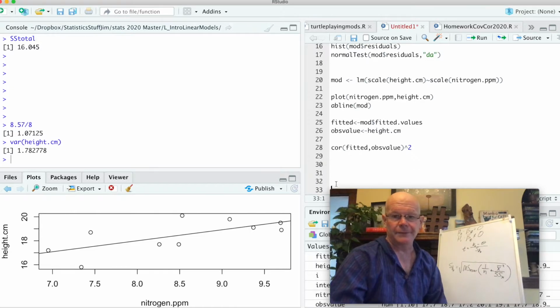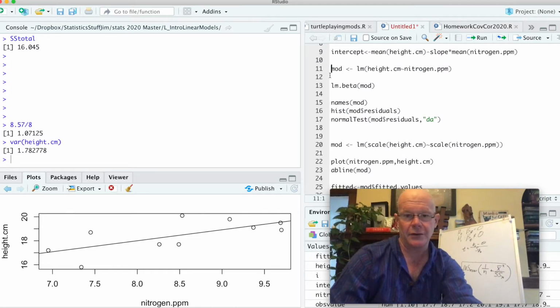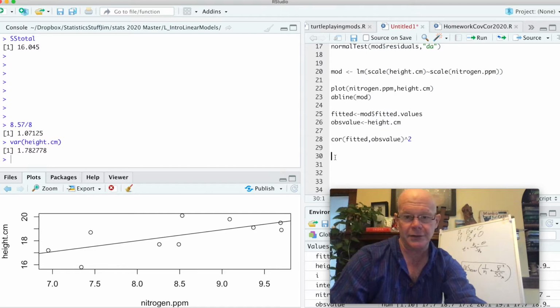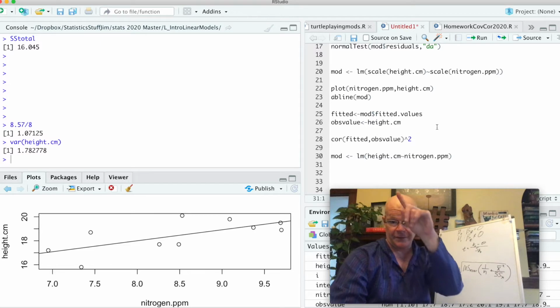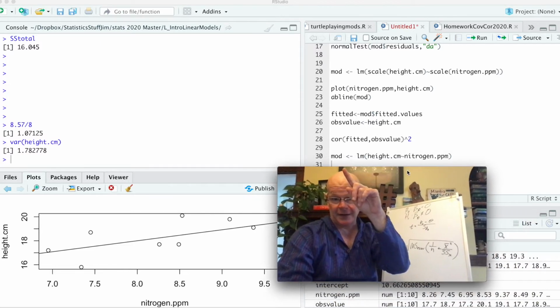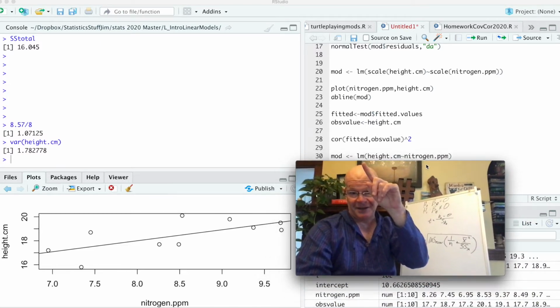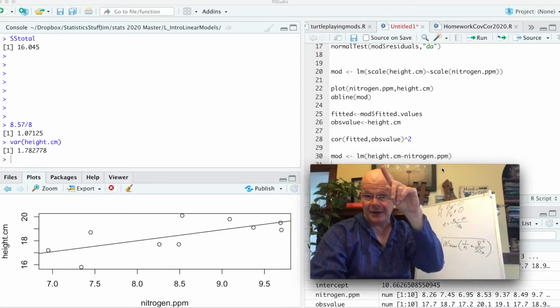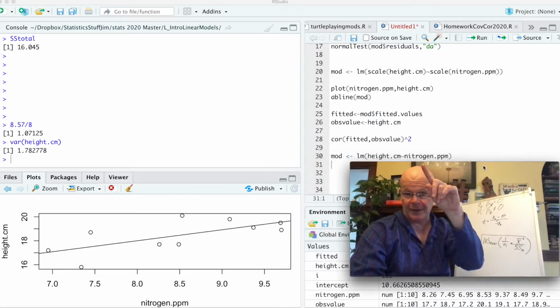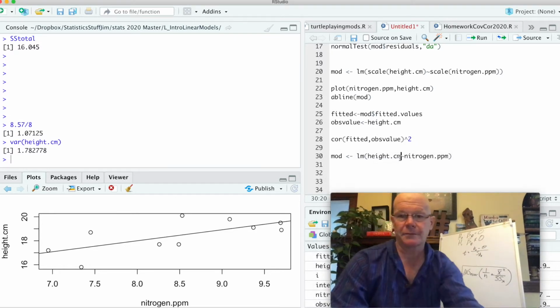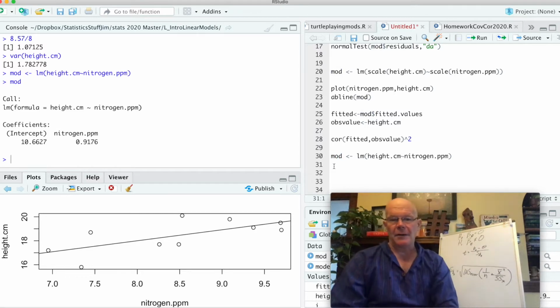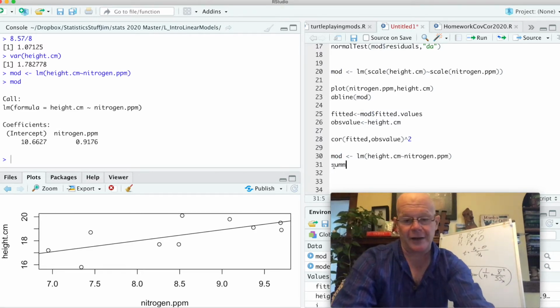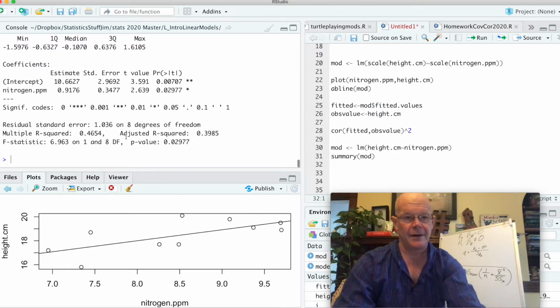We have our model, which I've done right here. There's our model. Our model is a linear model where the height in centimeters is some function of the amount of nitrogen. Here are our parameter estimates. And now if I type summary, so I'm asking R to just summarize my model, and there it is.